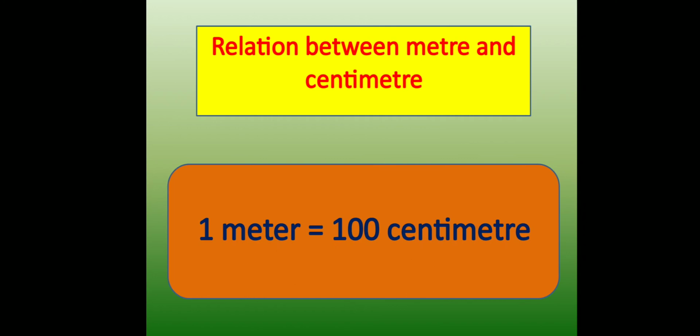Now there is some relation between meter and centimeter. The relation between meter and centimeter is 1 meter is equal to 100 centimeter. When we count 100 centimeter, it means it is equal or equivalent to 1 meter. If it is 200 centimeter, then it will be equal to 2 meter, and so on.